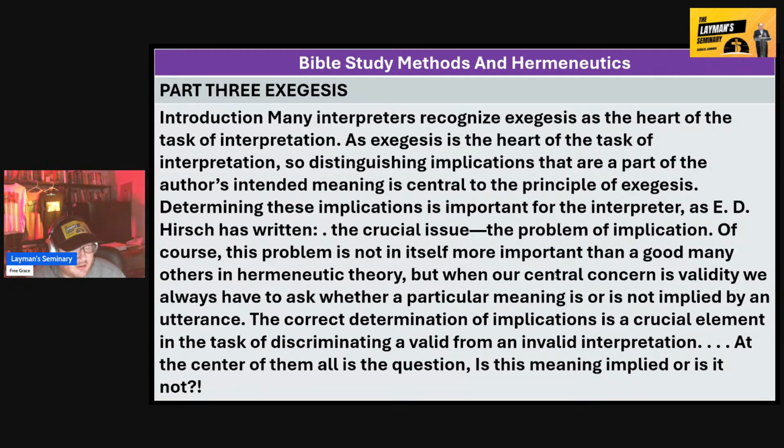As E.D. Hirsch has written, the crucial issue, the problem of implication. Of course, this problem is not in itself more important than a good many others in hermeneutic theory, but when our central concern is of validity, we always have to ask whether a particular meaning is or is not implied by an utterance. The correct determination of implications is a crucial element in the task of discriminating a valid from an invalid interpretation. At the center of them all is the question, is this meaning implied or is it not?